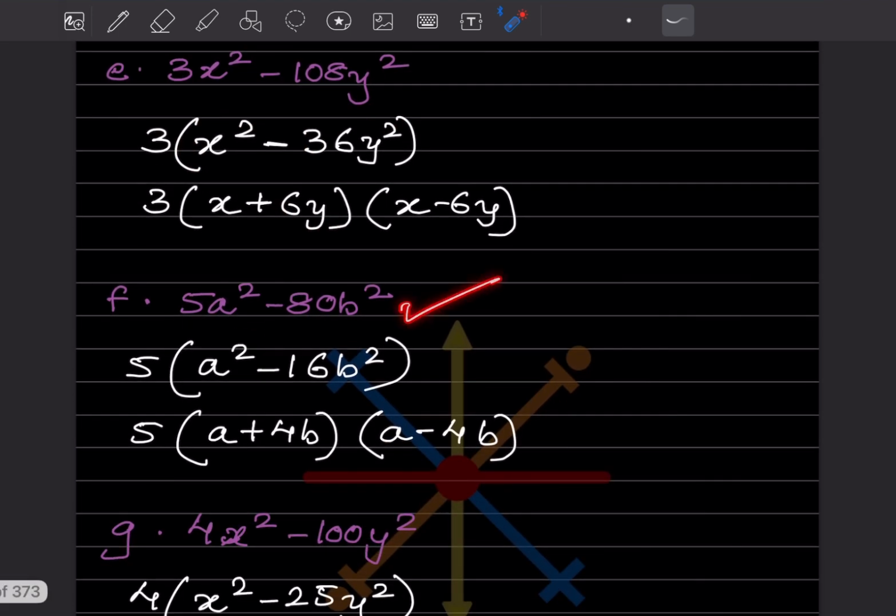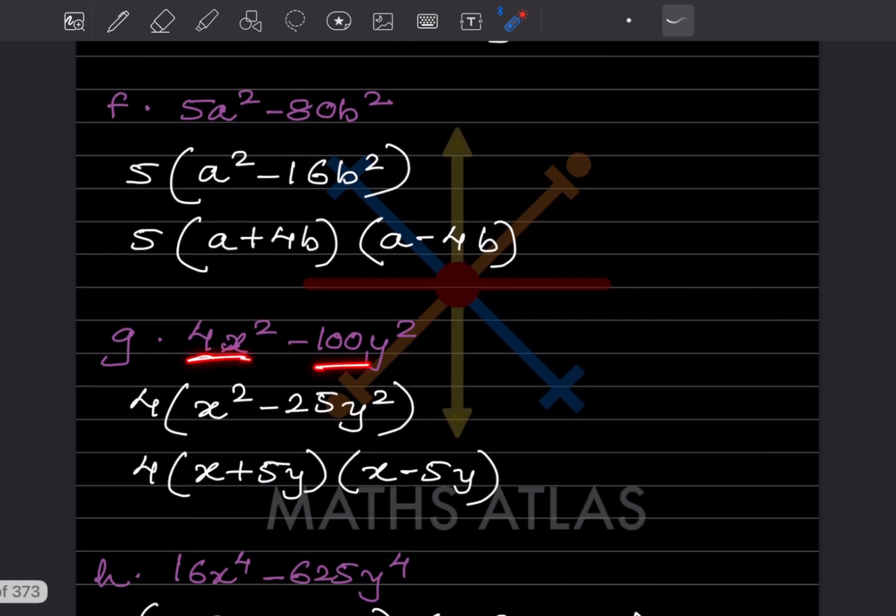Same here, 5 will be taken as common. This is going to be a square, this is 80, means it is going to be 5 16s are. So this is going to be a plus 4b and a minus 4b. For this part, we'll take 4 common. So this is going to be x square minus 25y square. So this 4. So this is going to be x plus 5y and x minus 5y.